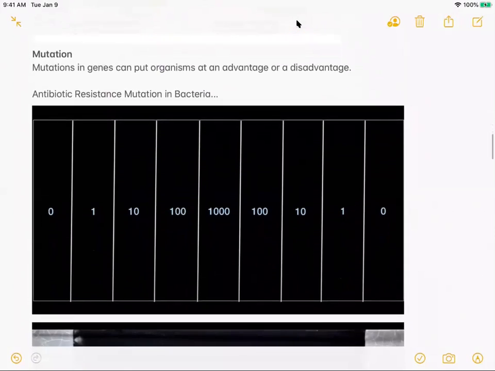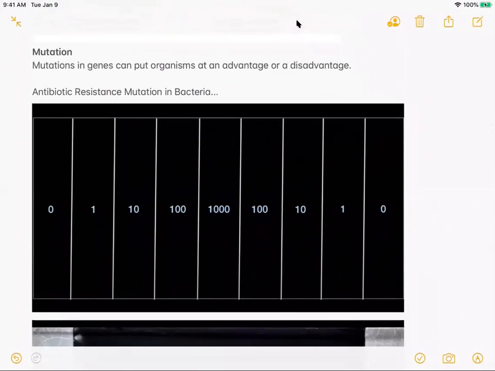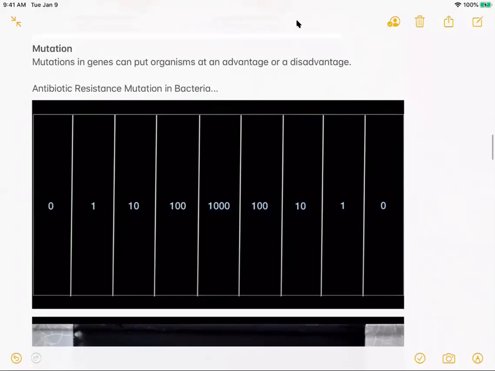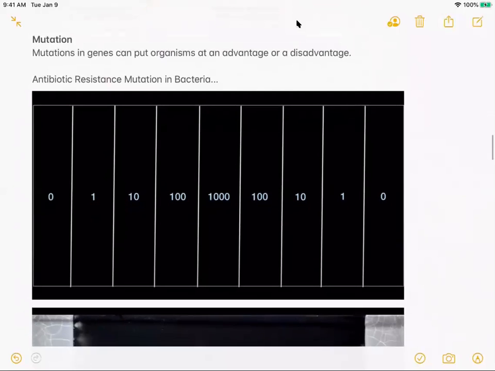And then the module also talks a bit about mutations. Mutations in genes can put organisms at an advantage or a disadvantage. A really good example of this is antibiotic resistance mutation in bacteria. This is actually a really neat video that you can find on YouTube. If you look up Harvard Medical School, I believe they did this experiment.